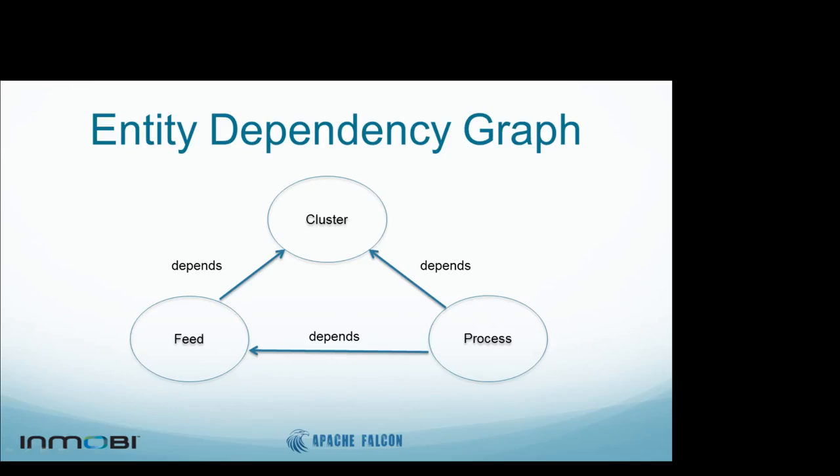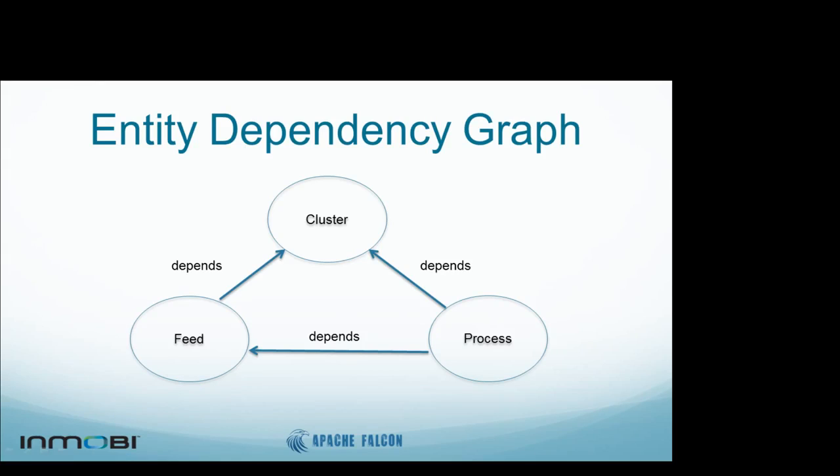So let's go to an overview of Apache Falcon. Falcon has basically three entities. One is cluster, one is process, and the last one is feed. The process depends on feed. A process will take a feed as an input, and it will generate a feed as an output. It's optional: you can optionally take an input, and you can optionally generate an output feed. And the process is executed on a cluster.